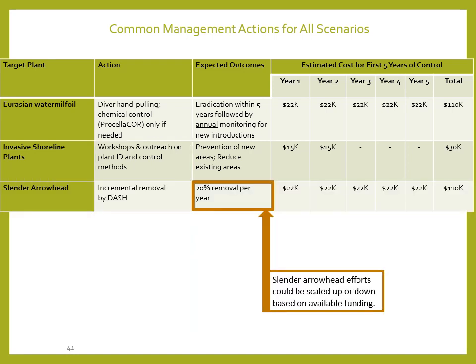The management goal for slender arrowhead under each fragrant water lily scenario is the removal of approximately 20% aerial coverage per year, scaling up or down depending on funding. The proposed approach for removal would be through diver-assisted suction harvesting, or DASH, at an estimated cost of $22,000 per year.